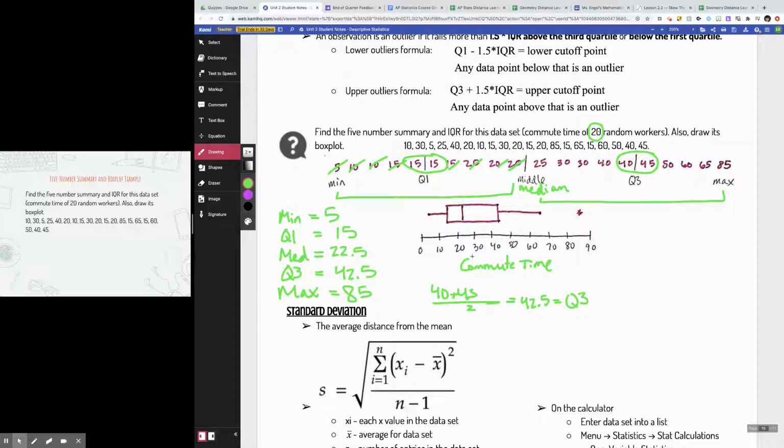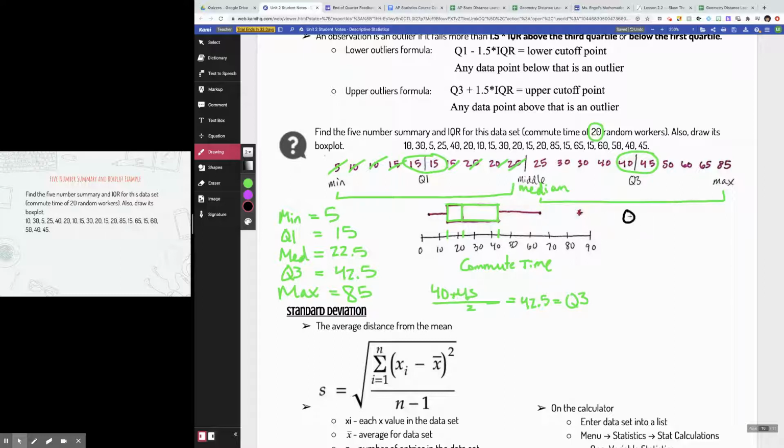The first thing you want to do when you're drawing a box plot is draw the box. So I said my Q1 is 15, which is about right here. My Q3 is 42.5, which is about right here. And my median was 22.5, which is about right here. So I literally just drew a line, a line, a line, and then connected them to make the box part. You really shouldn't draw the whiskers until you do the outlier calculations.